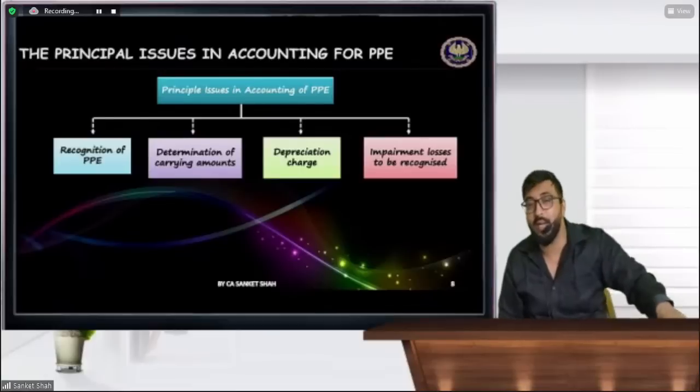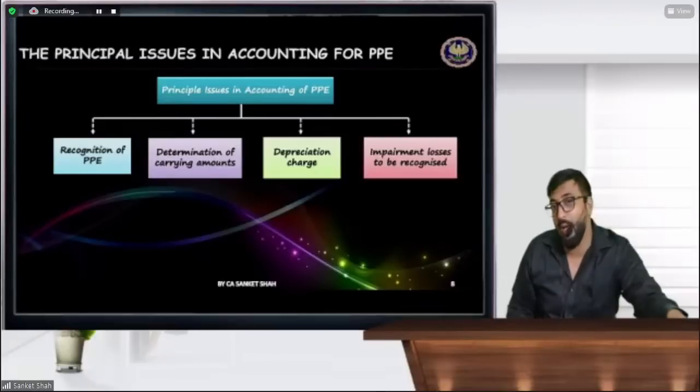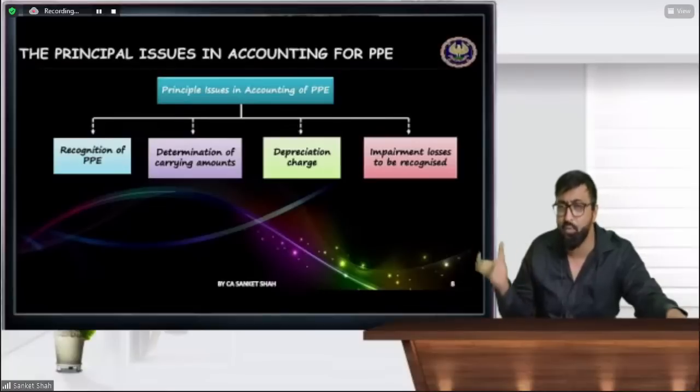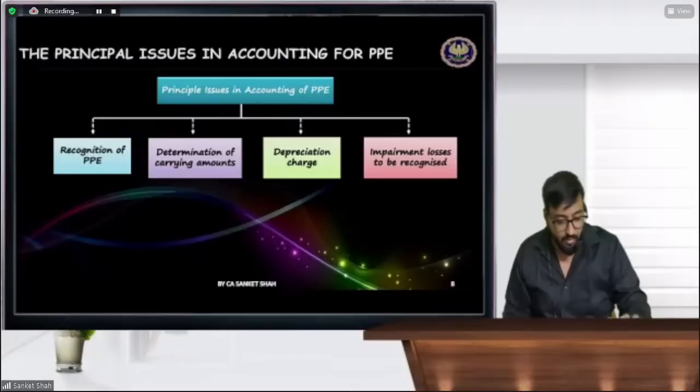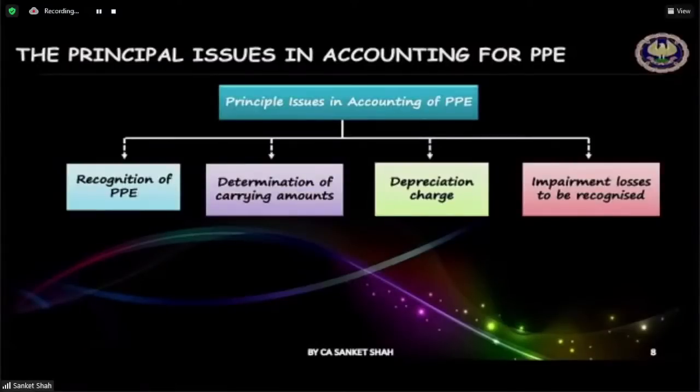Now what is impairment? Impairment means your book value is greater than its recoverable amount. So when book value is greater than recoverable amount, it is called impairment. I will take one example later to tell you about impairment losses. Okay friends, I hope you got the major issues. One is recognition, second one is measurement, that is determination of the carrying amount, depreciation charge, and third one is impairment losses.